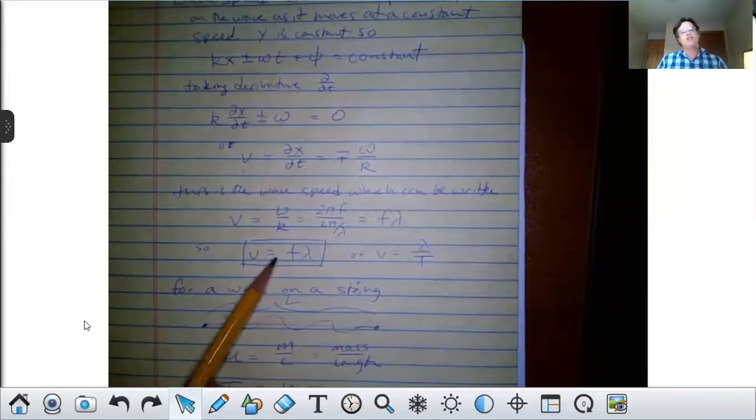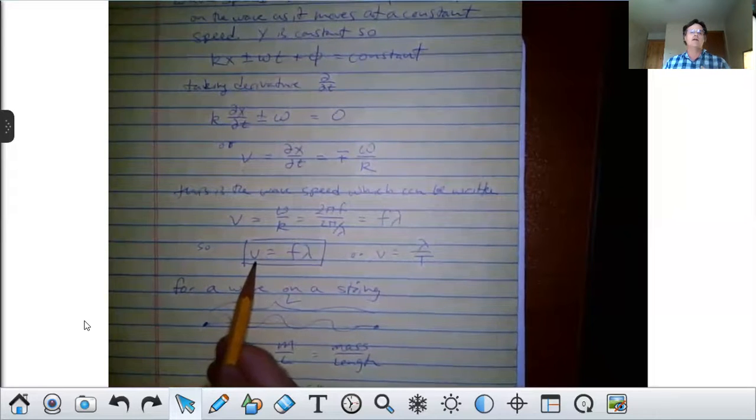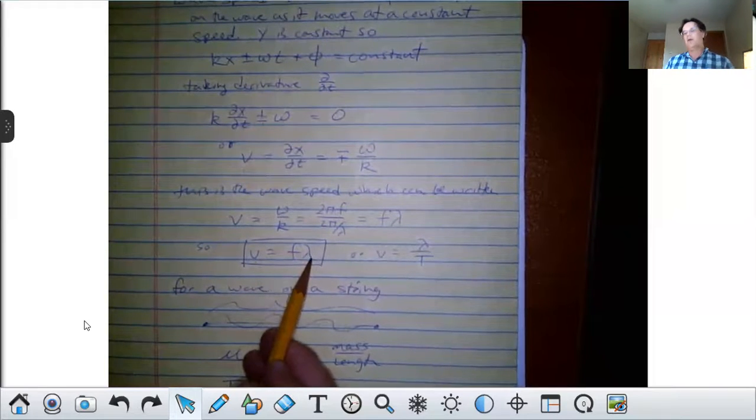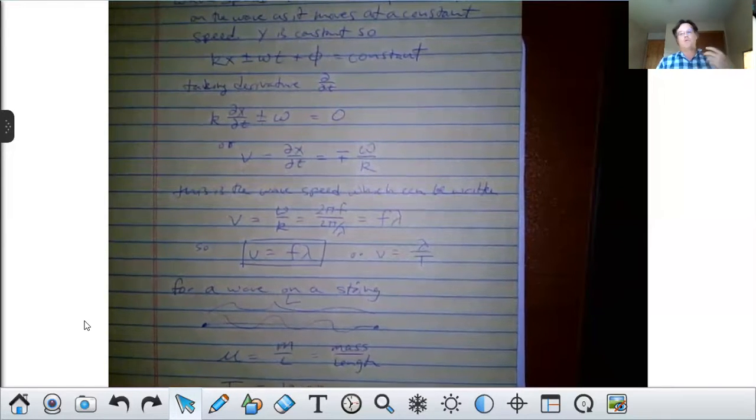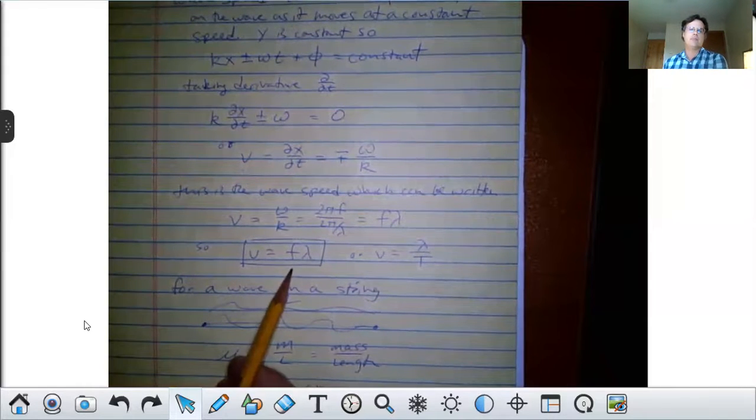But this equation is true for any wave. It's a medium-independent wave speed equation. For any wave, you can calculate the wave speed if you know the frequency and the wavelength. It doesn't matter whether it's a wave on the water, a sound wave, or a light wave. This is always true for any wave.